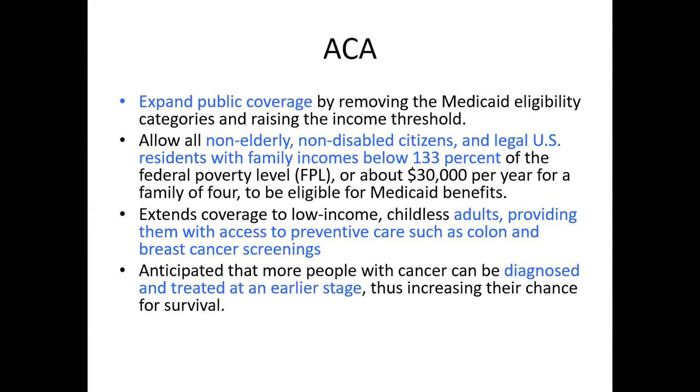Then there is the ACA, which expands public coverage by removing the medical eligibility categories and raising the economic threshold, allowing all non-elderly, non-disabled citizens and legal US residents with family income below 133% of the federal poverty level, about $30,000 per year for a family of 4, to be eligible for Medicaid benefits. It extends coverage to low-income childless adults, providing them with preventive care such as colon and breast cancer screening. It is anticipated that more people with cancer can be diagnosed and treated at an early stage, thus increasing their chance of survival.